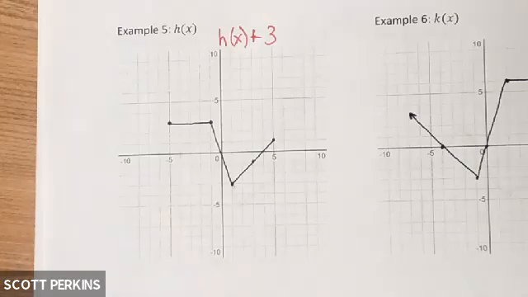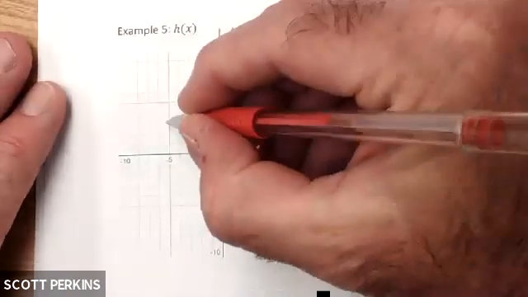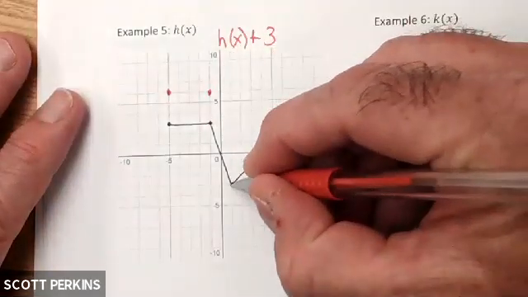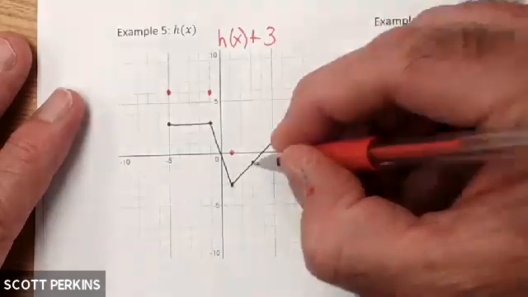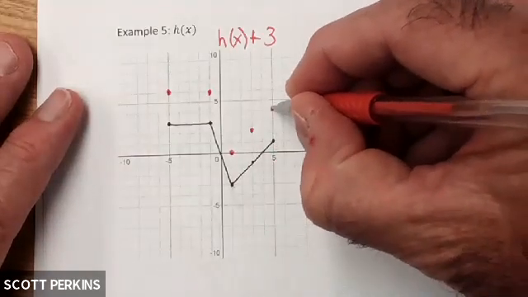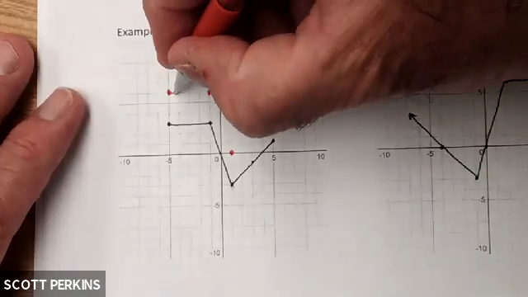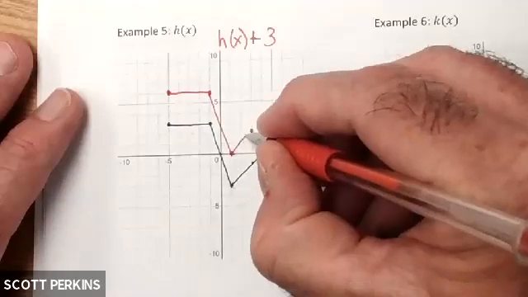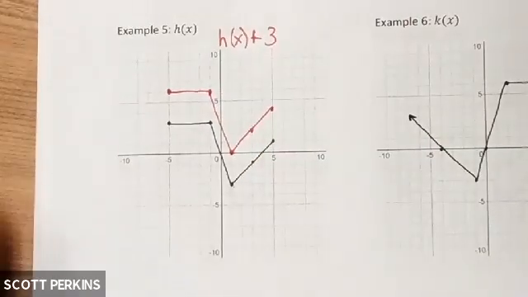Just for my edification, the plus 3 is going to do what to this graph? Up 3, yes. So here we go. 1, 2, 3. I'm going to move that point up. This point down here, 1, 2, 3. This middle point, 1, 2, 3. And then finally this other end, 1, 2, 3. I'm just taking each of the points that I see and moving them up 3.